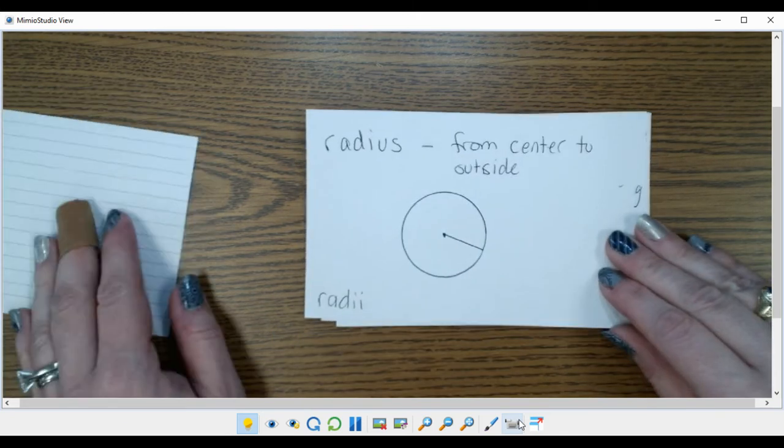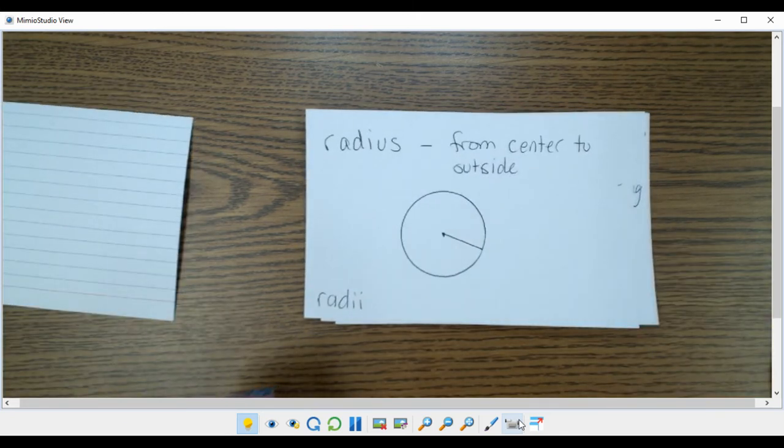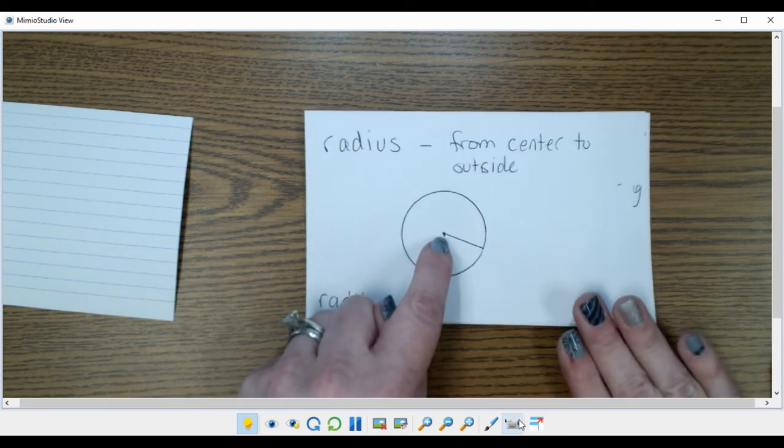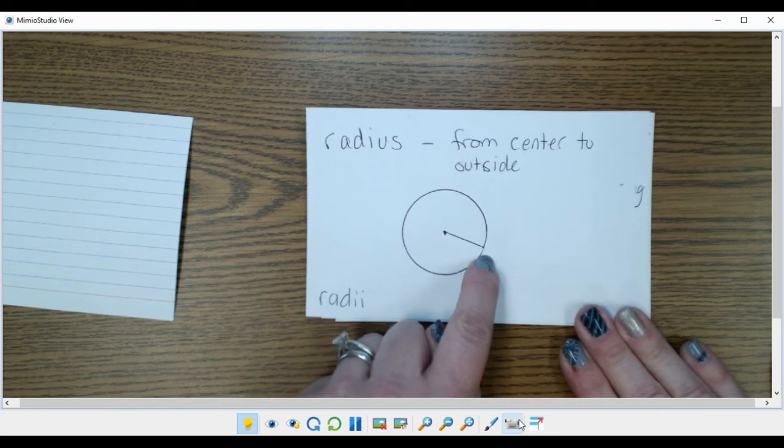All right, let's talk about a radius. Now, a radius is a line, technically a line segment, that goes from the center to anywhere on the outside.